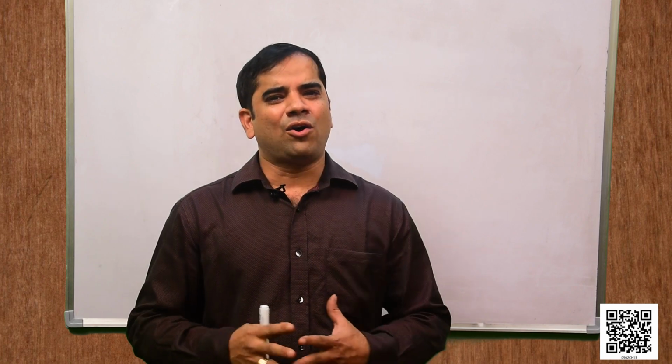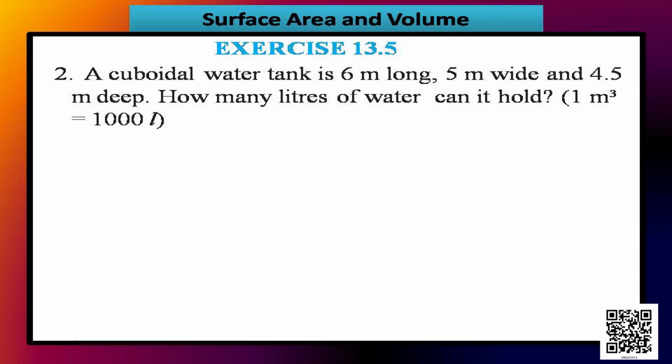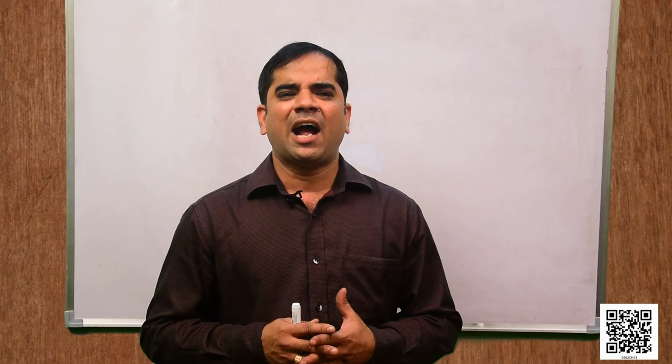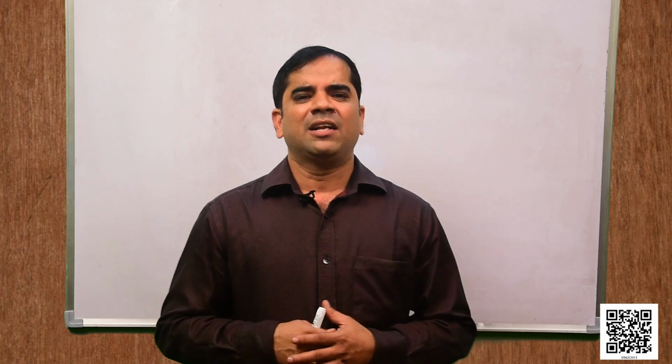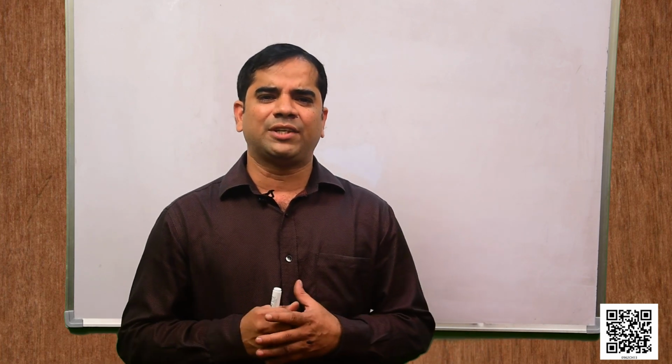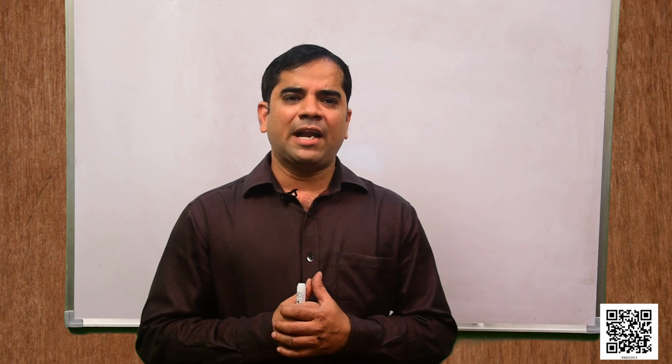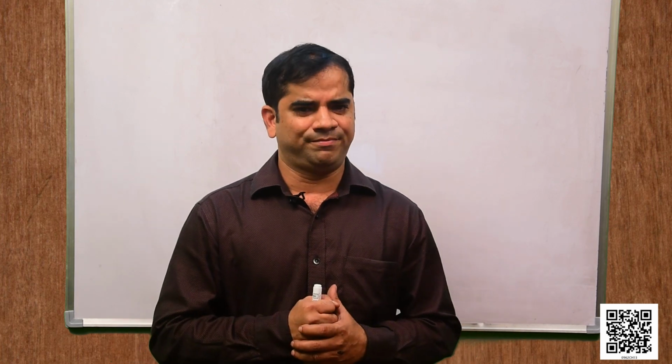Let us now solve question number 2. It says a cuboidal water tank is 6 meter long, 5 meter wide and 4.5 meter deep. How many liters of water can it hold? In the question it is given that 1 meter cube is equal to 1000 liters. You need to remember this. Now, let us discuss the solution.